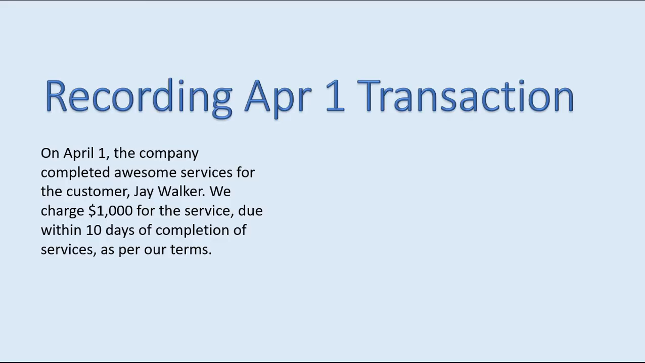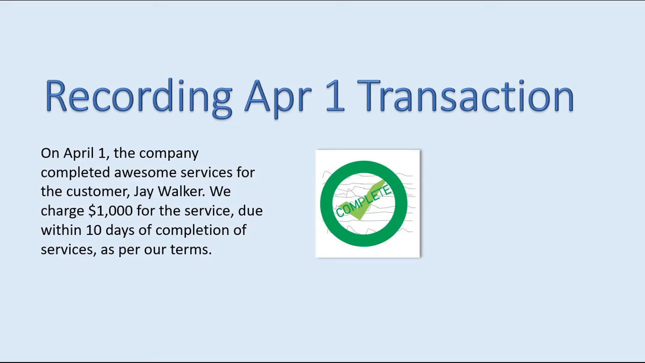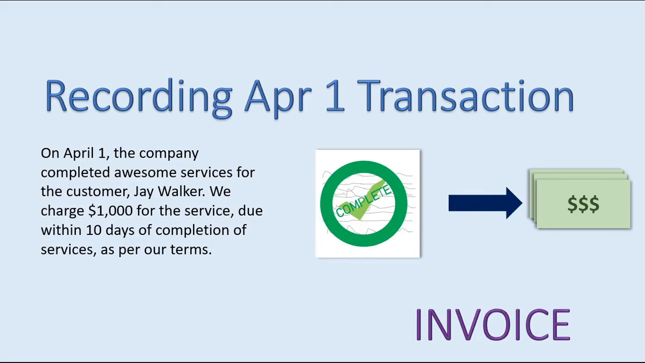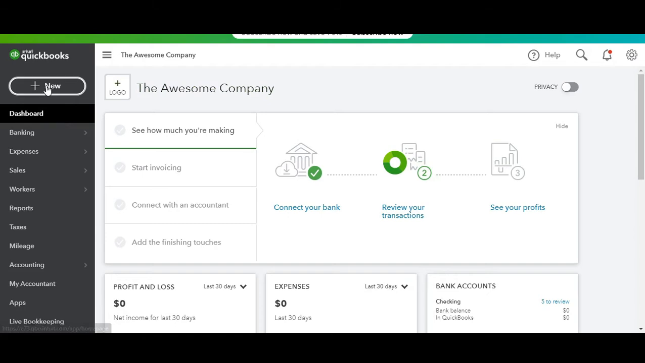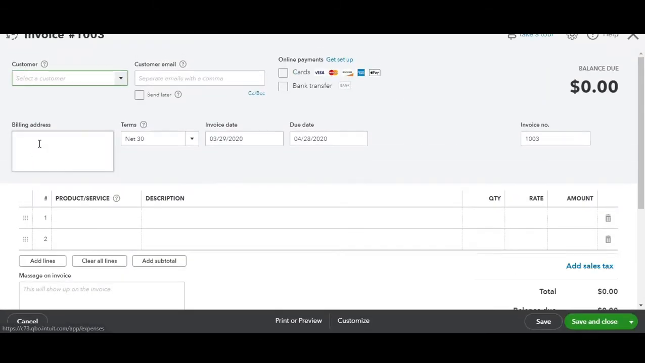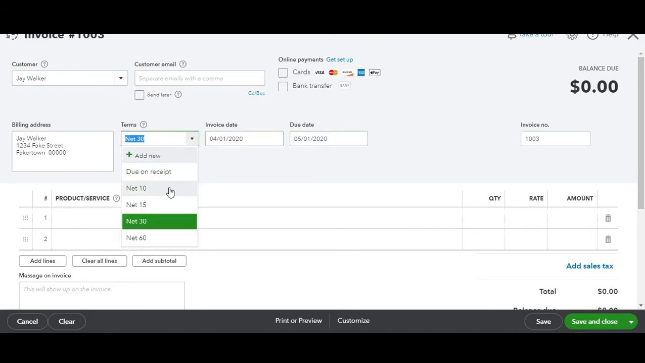Let's start with the April 1st transaction. This is the day that we completed services for Mr. Walker, but payment isn't due for another 10 days. In this case, we're going to use the invoice to record the sale. So here we go. We're going to come to New, Invoice. We're going to select Jay Walker as the customer, and invoice date is going to be 4-1. In terms, we're going to select net 10 because the payment is due in 10 days. And notice that when I select net 10, it updates the due date.